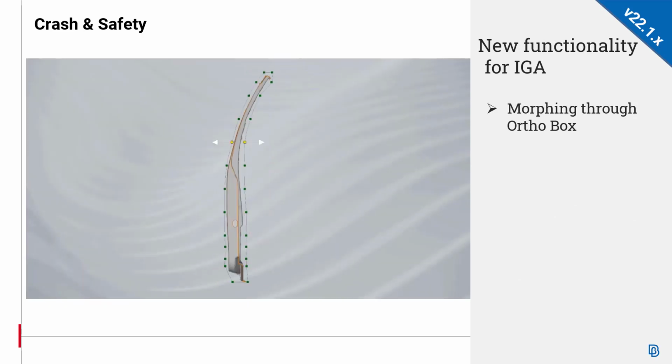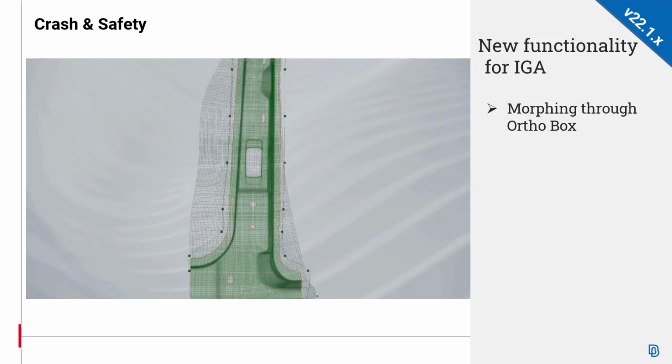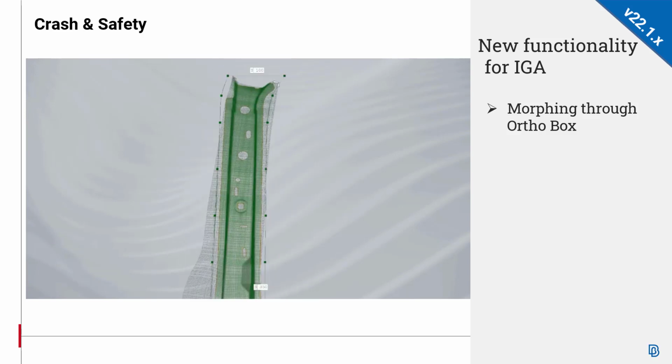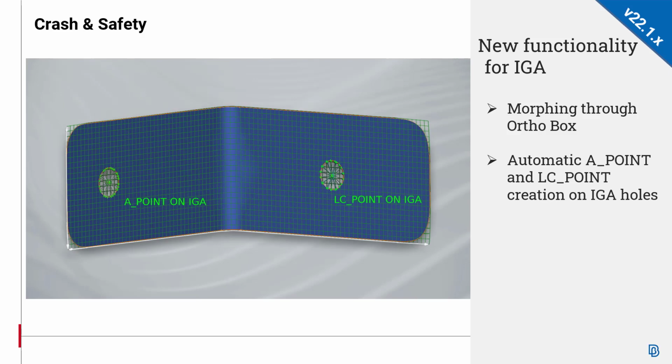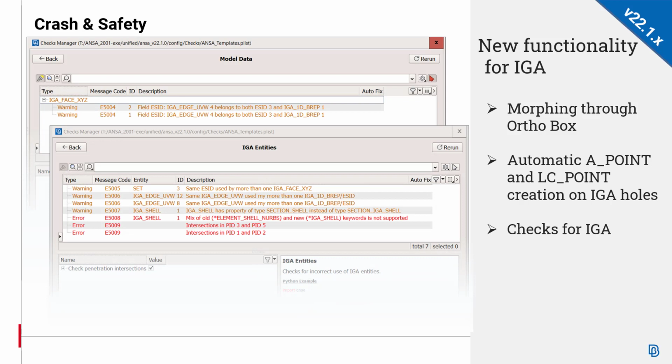New functionality for IGA has also been introduced for morphing IGA shells through orthoboxes, for automatic creation of A and LC points on IGA holes, and for ensuring proper and solver-acceptable IGA models through new checks.